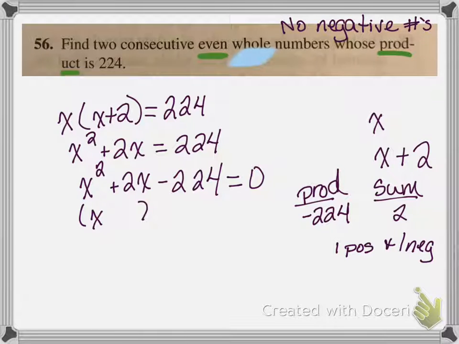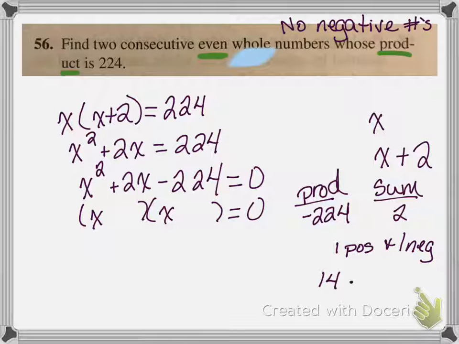It's not 12. Okay, I'm looking for two numbers. When you multiply them together, you get 224. It's 14 and 16. Okay, because 14 times 16 is 224. Now, my sum has to be positive. Because my sum's positive, which one of those numbers is negative?